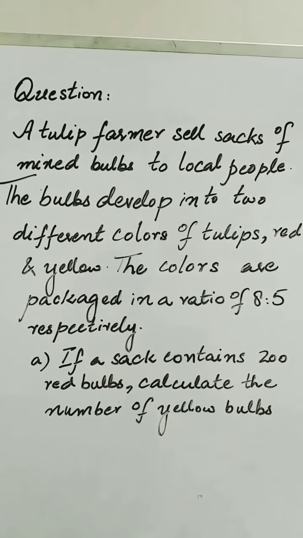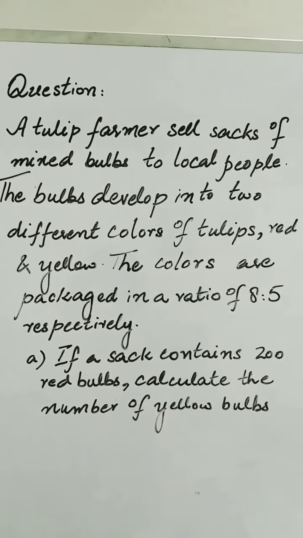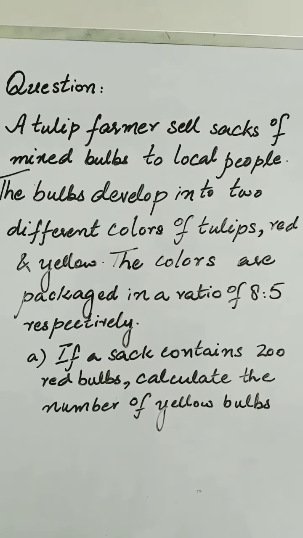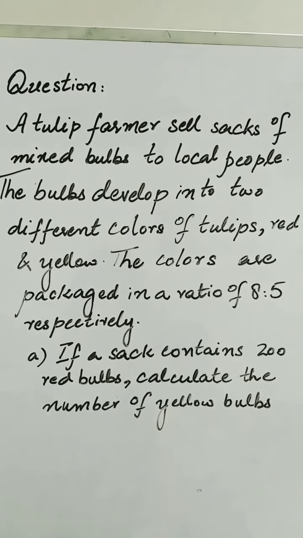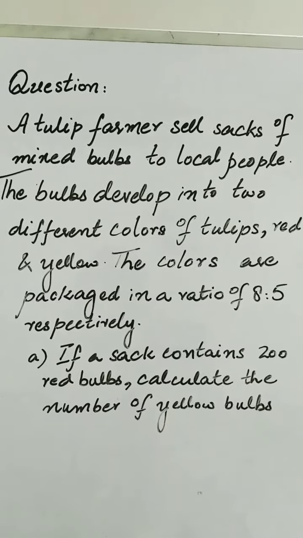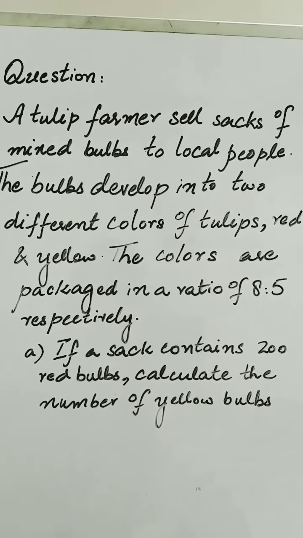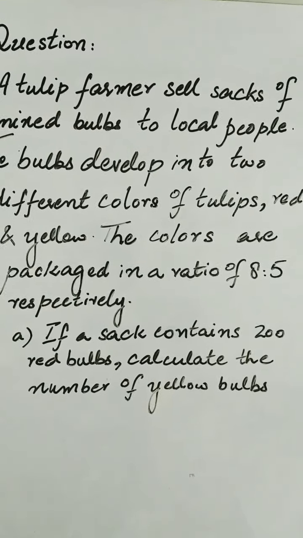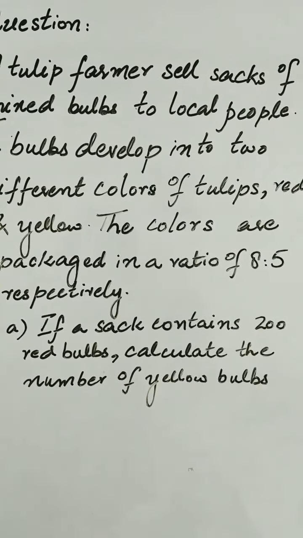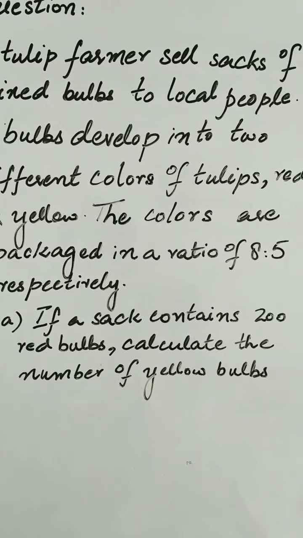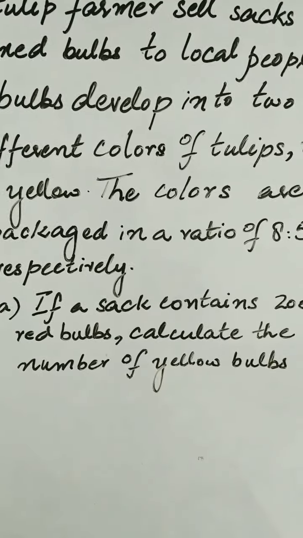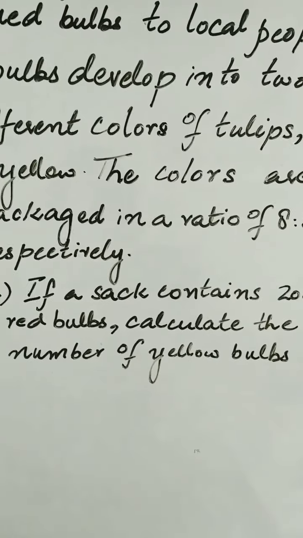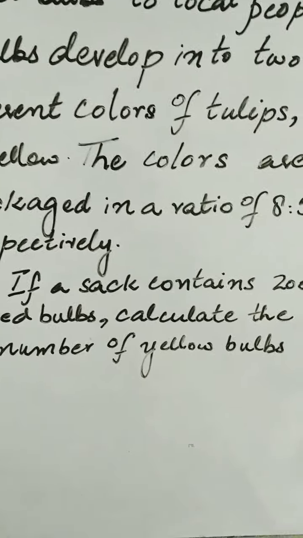Then we have another question here in which a tulip farmer sells sacks of mixed bulbs to local people. The bulbs develop into 2 different colors of tulips, red and yellow. The colors are packaged in a ratio of 8:5 respectively. In the first part, we have to find out, if a sack contains 200 red bulbs, the number of yellow bulbs. We are going to find the solution of this part with the help of our ratio method.